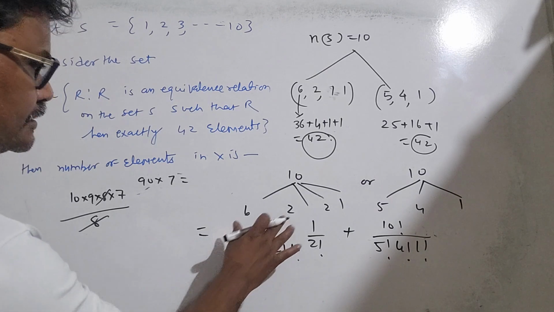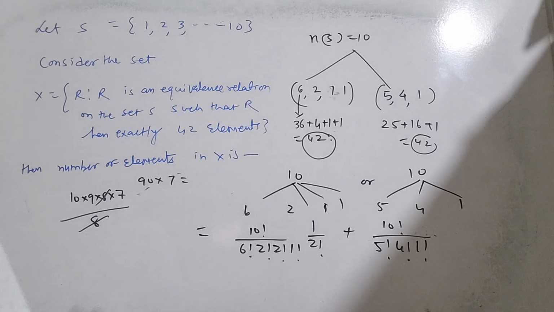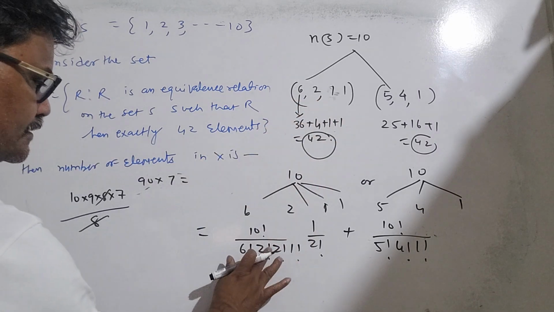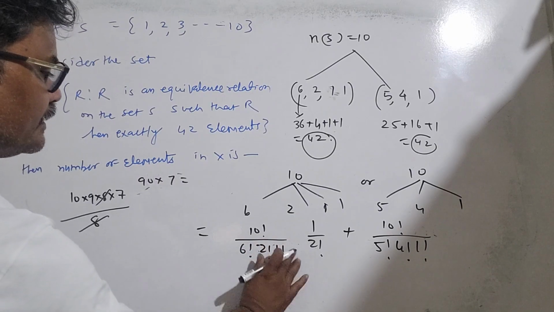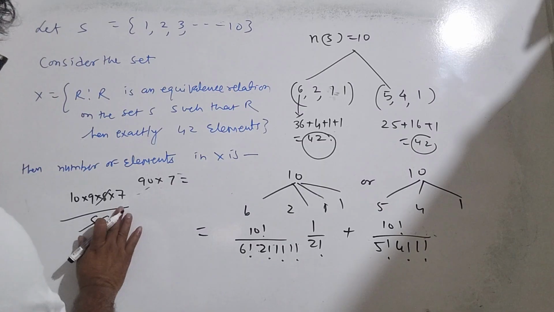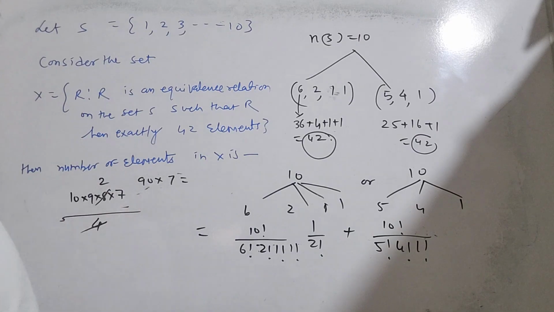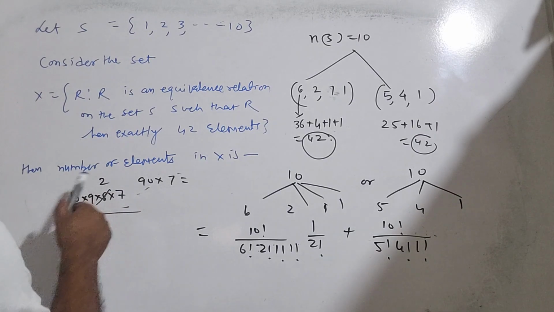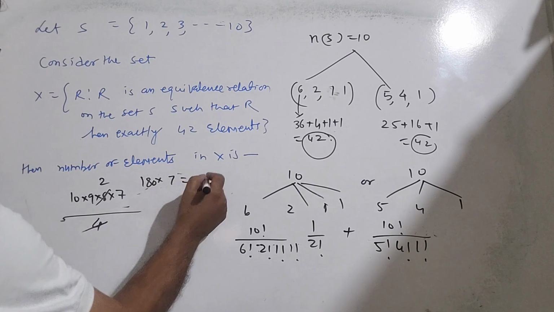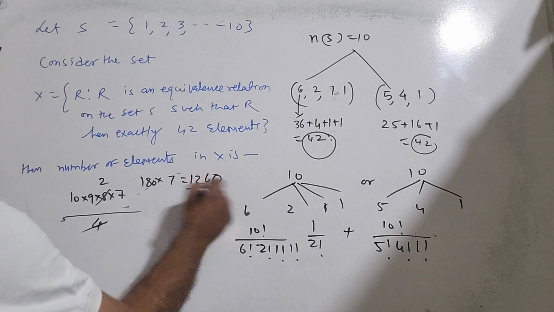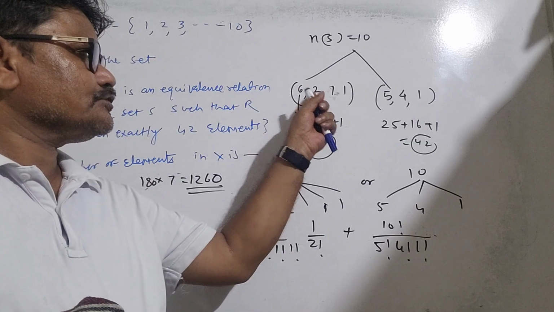No, not like that. This is 10, 6, 2, 2, 1, 1. Correct? So this is 1 factorial, 2 factorial, 2 factorial, 1 factorial, and again 1 factorial and 1 factorial. Okay, fine. So this is what? 2 into 2, that is 4. 4 into 2 is 8. So 90 into 4, 90 into 2, 180. 180 into 7 is 1260. 1260 is the answer, because we have to find out the partition of 10 as 6, 2, 2, 1.